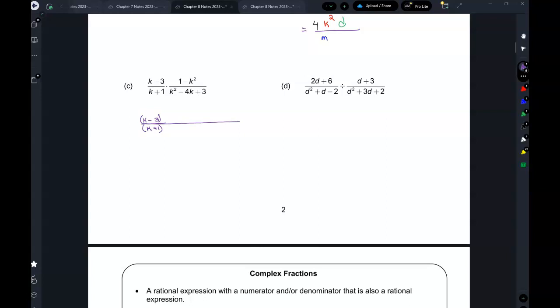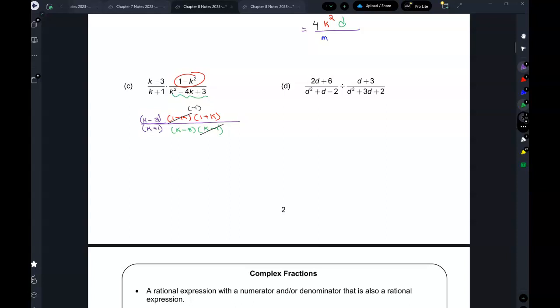So the 1 minus K squared will be 1 minus K, 1 plus K. And then this one on the bottom will be K minus 3, K minus 1. Okay. So what can we get rid of here? Okay, the 1 minus K and the K minus 1. And remember, that's a negative 1. So let's write that so we don't forget.